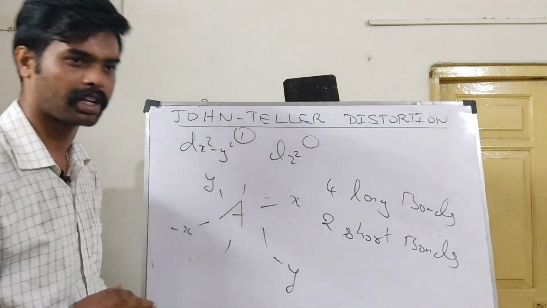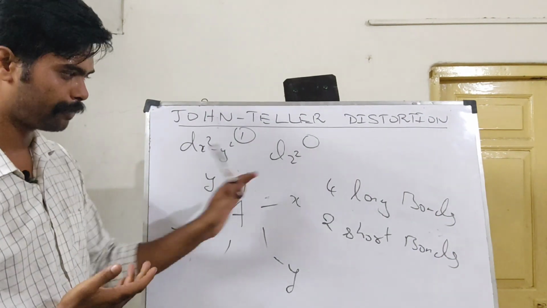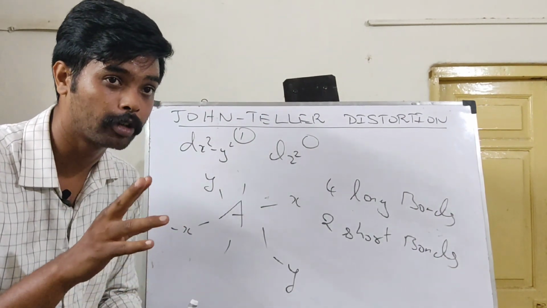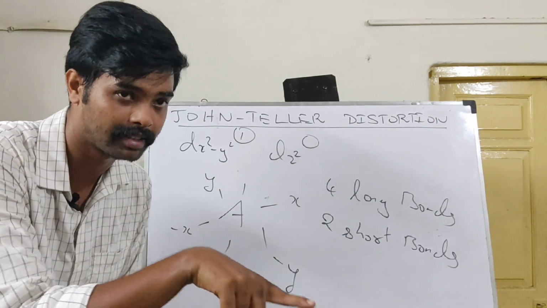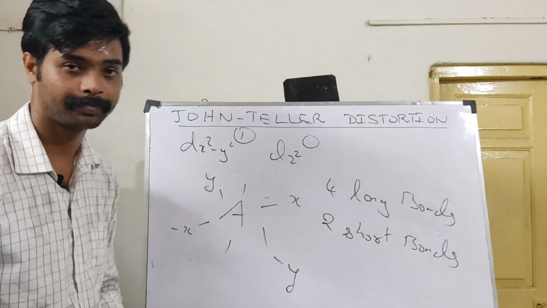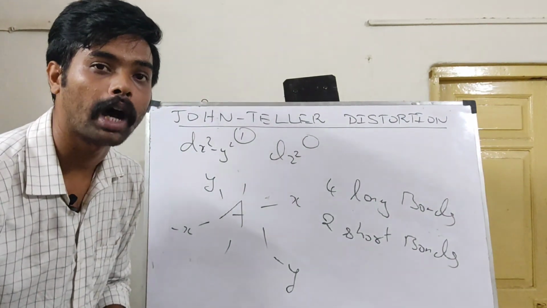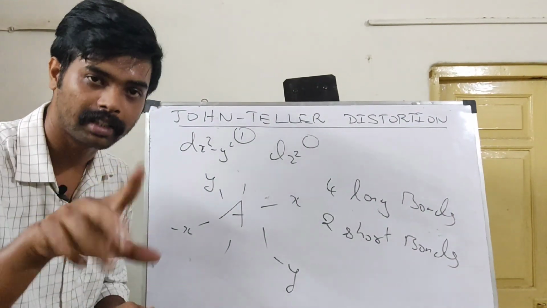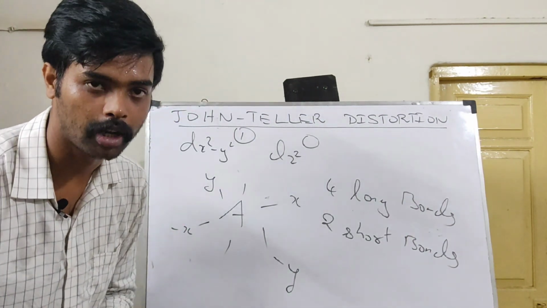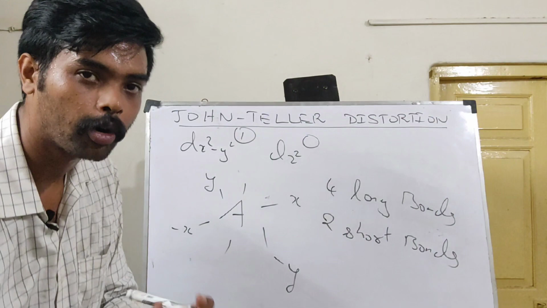Now the next question which comes is, sir, okay, we understood both of these, but if at all a case comes where I have to put an electron either in dx squared minus y squared or dz squared, where should I put it, right? The answer is, you have to put the electron in such an orbital which will suffer lesser repulsion, so that there are not many complications, right? Now how do we do this?